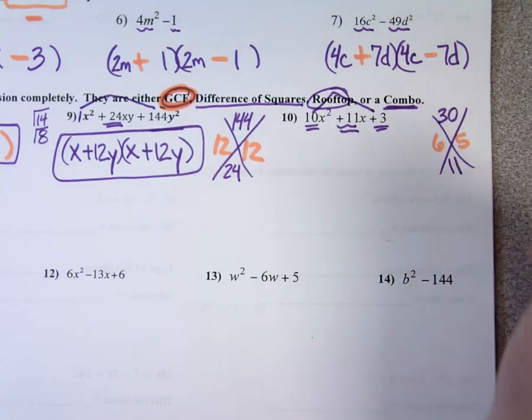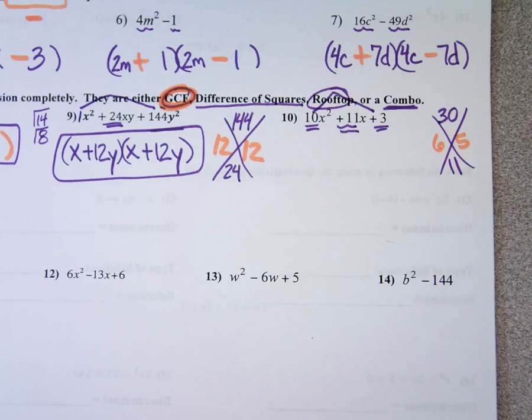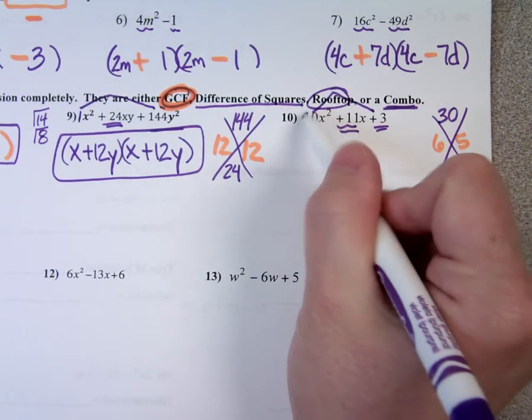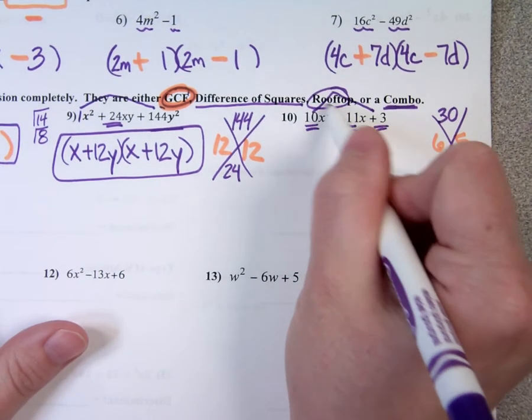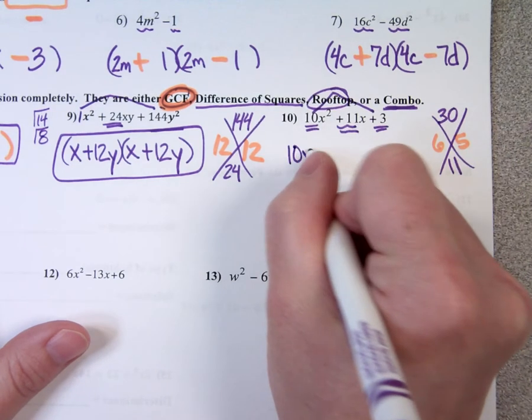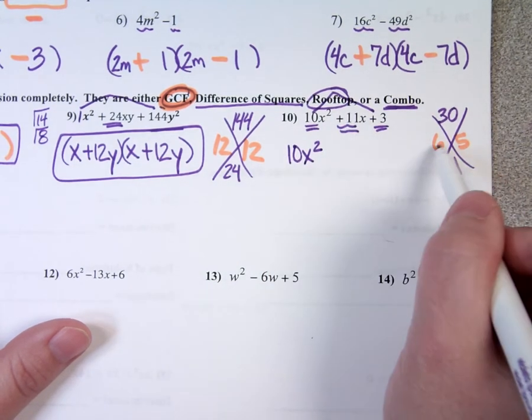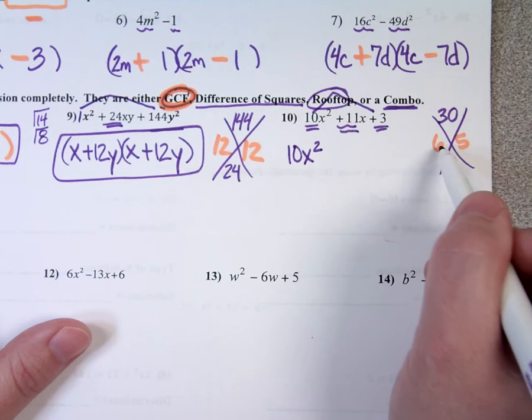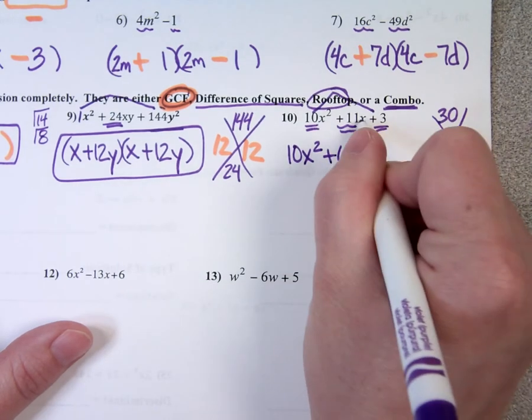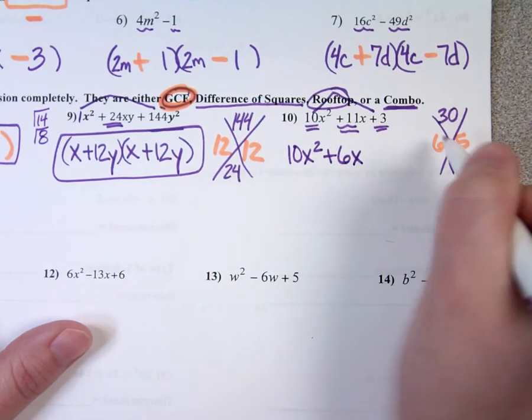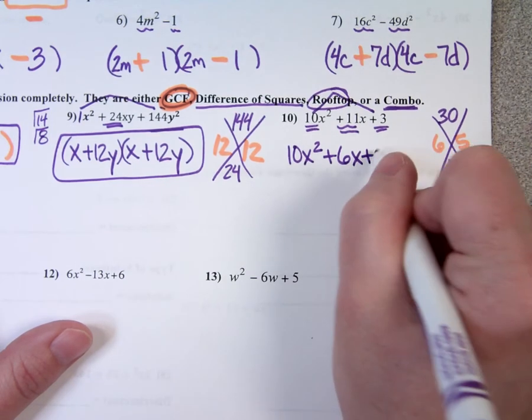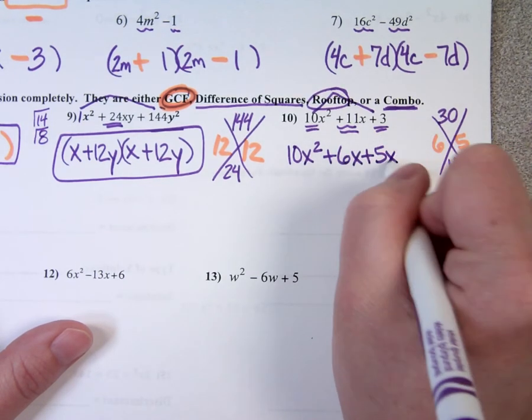6 and 5. Okay, can I shortcut? I cannot. Since it's not a 1 in front, I can't shortcut. So I recopy the very first term, and then instead of using the middle term, I use these numbers over here. So that's a positive 6, so I write plus 6. Just don't forget to put the x behind it. That's a positive 5, so I write plus 5. Don't forget to put the x behind it.